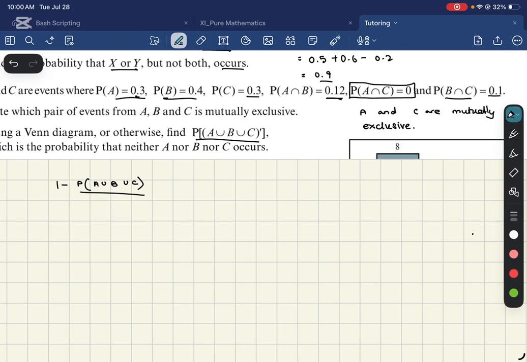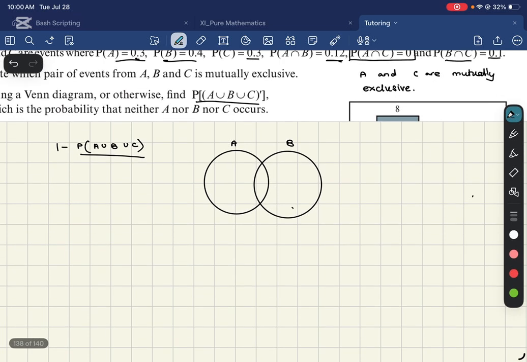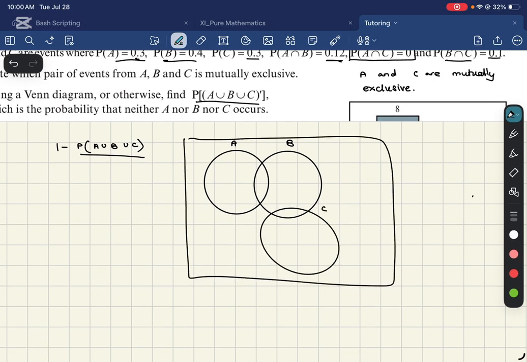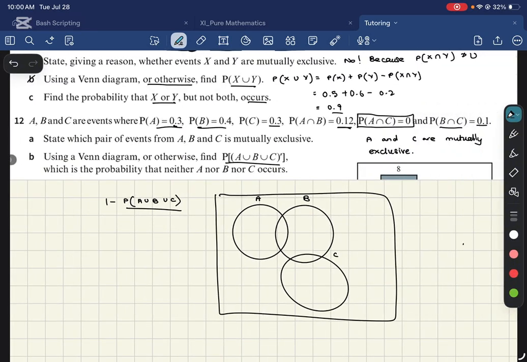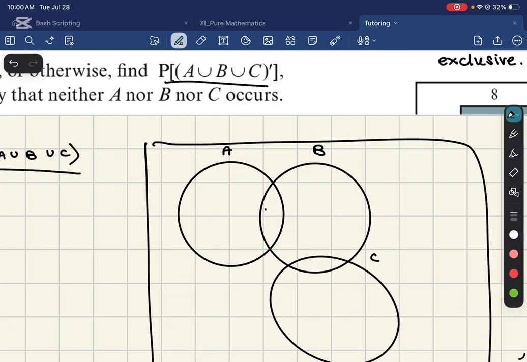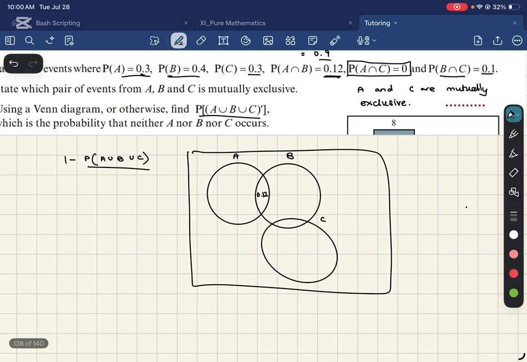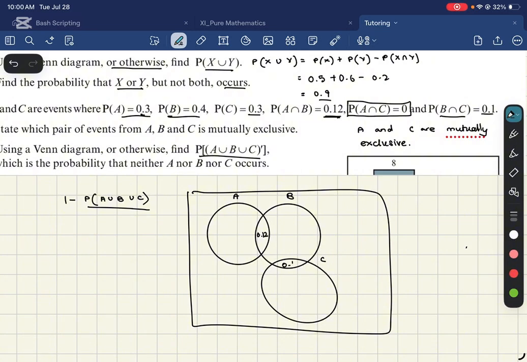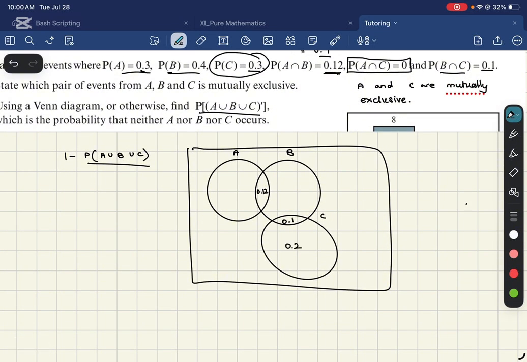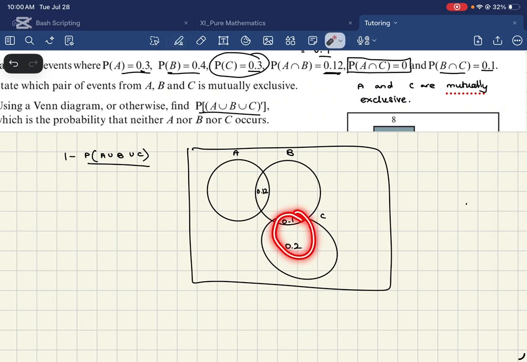All right, so let's draw the Venn diagram. Let's say we have A, we have B, and A and B intersect, but A and C don't intersect. So only B and C intersect. So my Venn diagram looks something like this. The probability of A intersect B is 0.12. I'm going to put the intersections first, and work my way out. Probability of B intersect C is 0.1. Probability of C only is 0.3, so I'm going to put 0.2 here, so that when I add them together, I get 0.3.